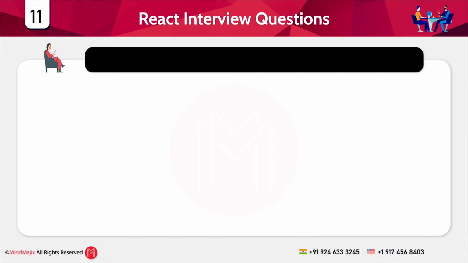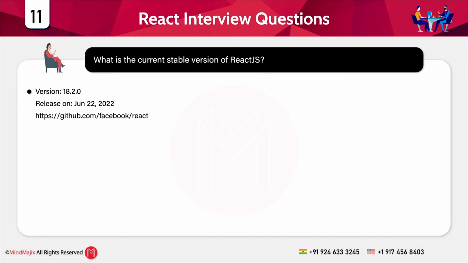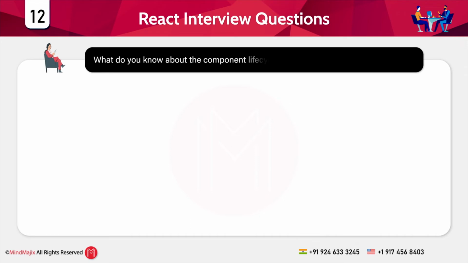The next question is, what is the current stable version of ReactJS? As you can see on the screen, the latest version of React is 18.2.0, which was released on June 22nd, 2022. And if you talk about the official repository of React, as you can see here, this is the official repository of React, github.com/facebook/react.